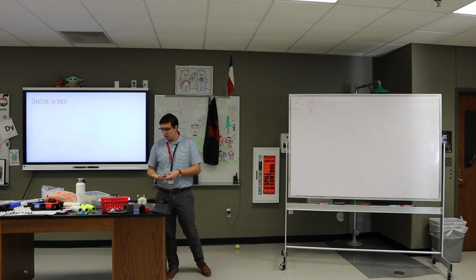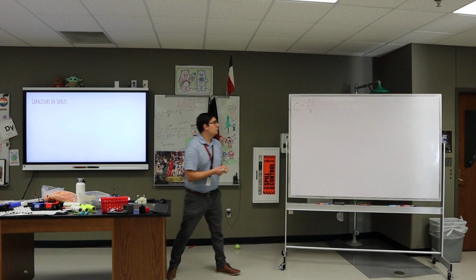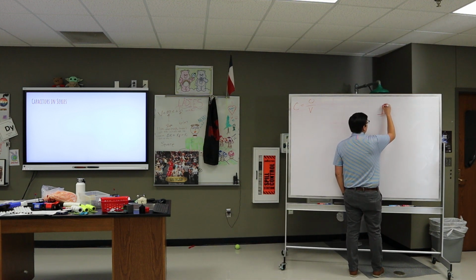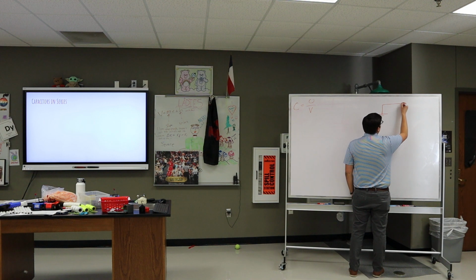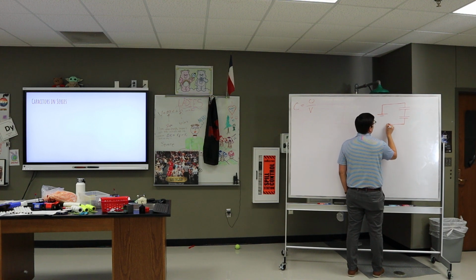So if we look at things in series, it's important to make sure we have the right idea here. I've got a battery, and let's say that I have two capacitors in series. The way we represent capacitors in a circuit is just two equal length lines.